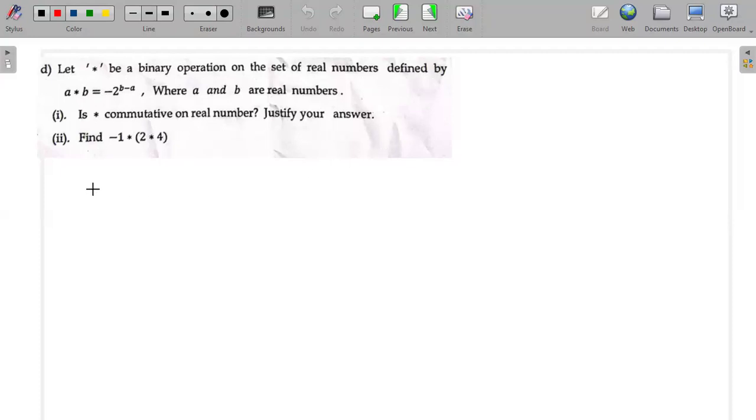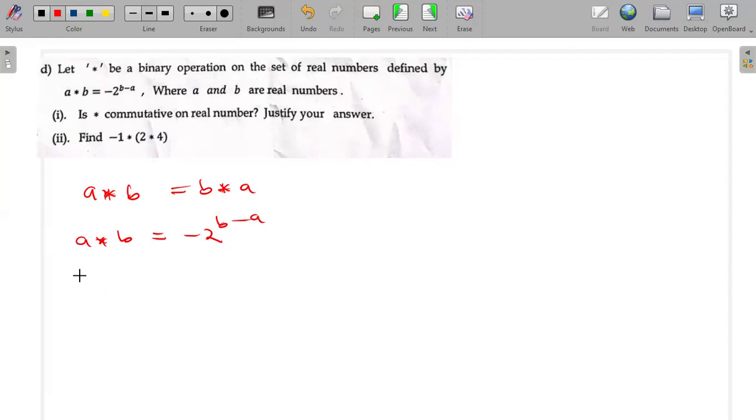So it is going to be commutative if a star b is equal to what? To b star a. If a star b is equal to b star a, then what? The operation star is what? Is commutative. So now, what is a star b? So a star b is just negative 2b minus what? Minus a. That is a star b.